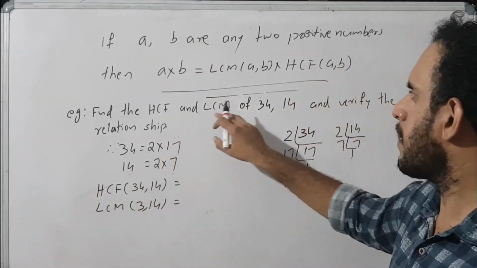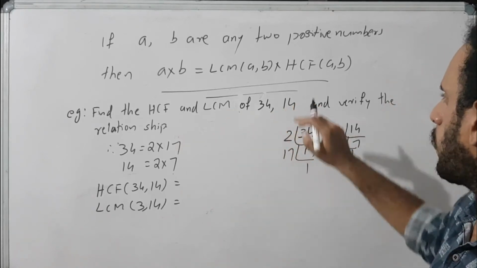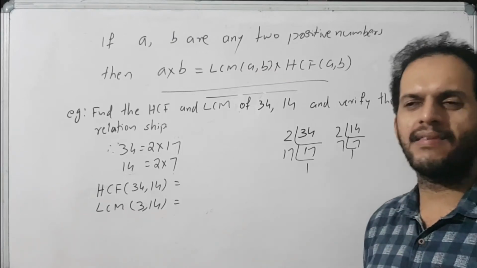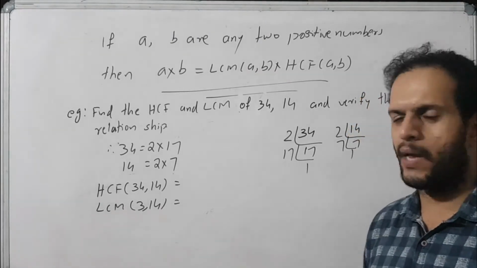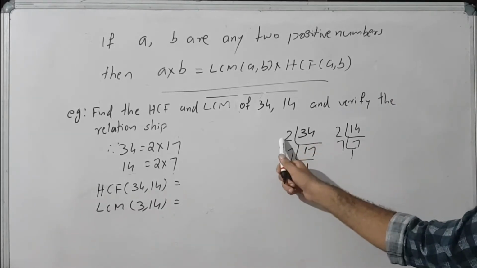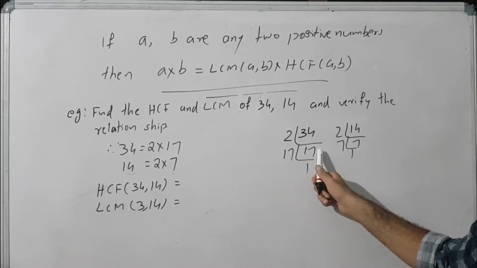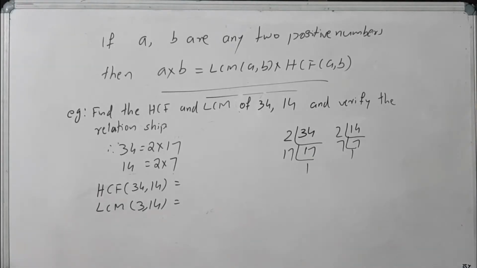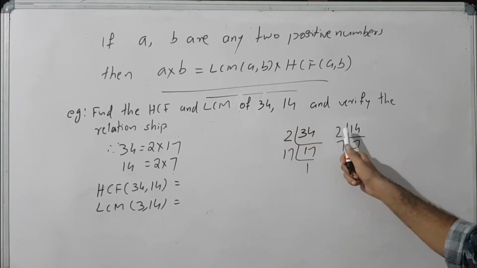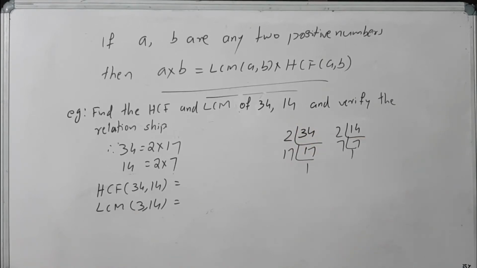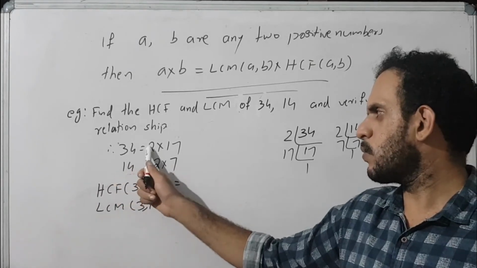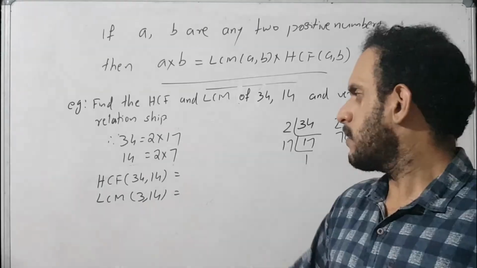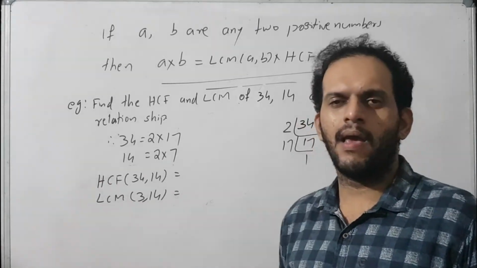Example: find the HCF and LCM of 34 and 14 and verify the relationship. So first we want to find the LCM and HCF. For that we factorize the numbers. 34 we factorize by 2, then 17 is a prime number, divisible by 17 only, then 1. And 14 is 2 into 7. So 34 is equal to 2 into 17, and 14 is equal to 2 into 7.